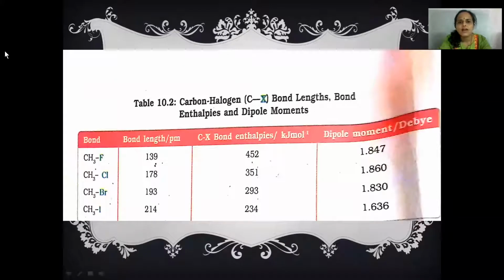You see there the carbon-halogen bond lengths, bond enthalpies, and dipole moments. The bond length for CH3F is 139, and as we move down the group, for CH3I it becomes large, 214 picometers. Bond enthalpy decreases from CH3F to CH3I, because fluorine is highly electronegative and, due to its small size, its enthalpy is high. Dipole moment also decreases: for CH3F it is 1.847, and for CH3I it is 1.636 Debye respectively.